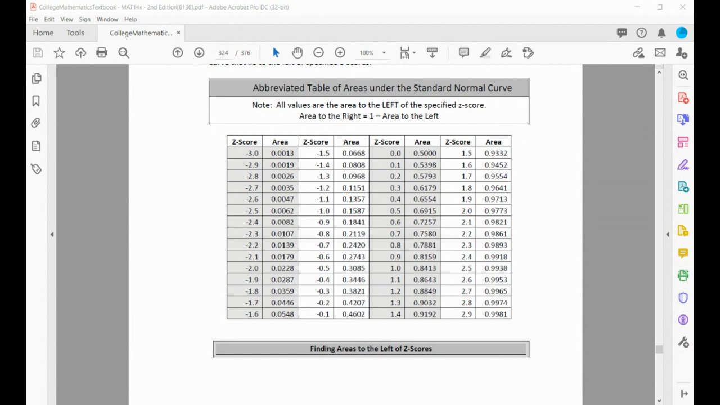So if you wanted the area to the left of the z-score 0.8, you would find the z-score, and then to the right, you would get the area. So for 0.8, the area would be 0.7881. And that's the same as saying 78.81% of the data values are less than the z-score 0.8. All right, so hopefully that made sense.